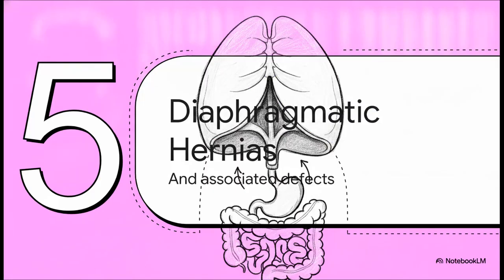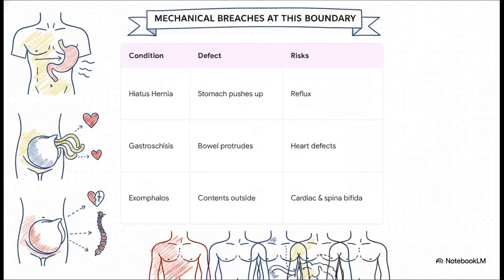Section 5. Diaphragmatic and associated hernias. When we map out the mechanical breaches at the abdominal boundary, it becomes super clear that defects here are rarely isolated incidents. A hiatus hernia, for instance, directly impacts the thorax because the stomach is literally pushing up through the diaphragm, which often leads to severe reflux. But consider congenital abdominal wall defects in infants. Gastroschisis, where the bowel protrudes to the right of the umbilicus, carries a 4% risk of concurrent congenital heart defects.